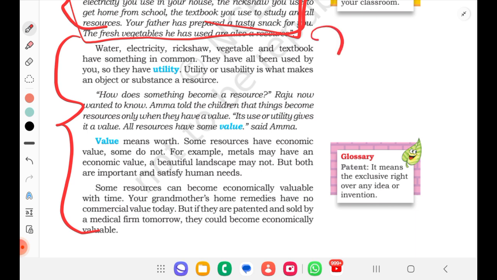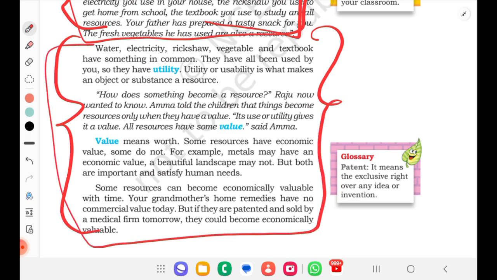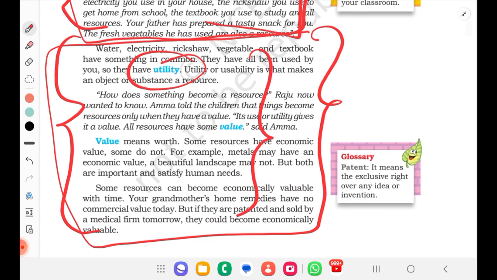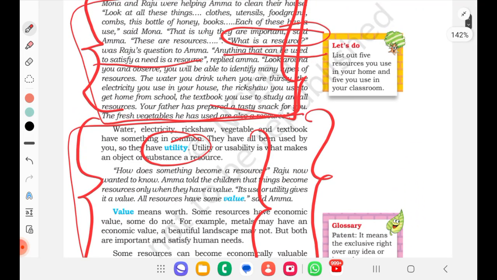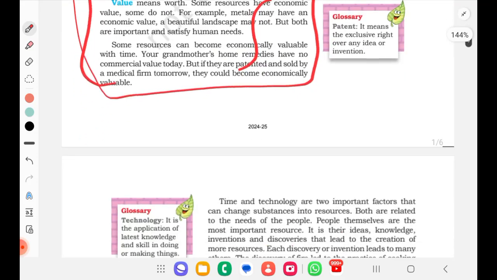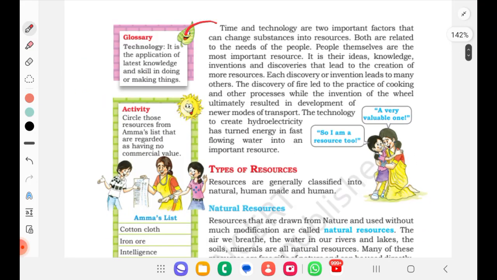Now they are explaining how something will become a resource. The term used is utility. On its usability, on its value, it becomes a resource. That is what they were explaining throughout this para. Then we'll go for the next paragraph. We'll read till here.